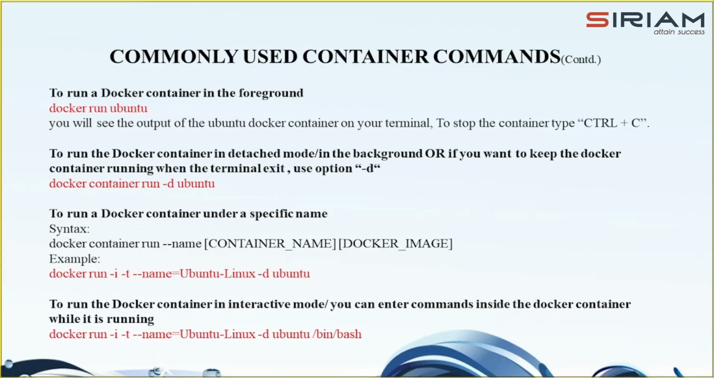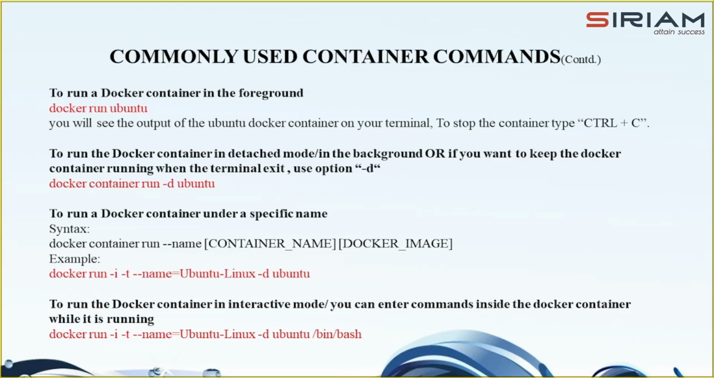So to run a Docker container in the foreground, normally Docker starts a container and displays its output in the terminal by default, right? By running docker run ubuntu, as specified in this example, you launch a Docker container based on the Ubuntu image and see its output directly in your terminal, right? This is called running a container in the foreground. And you can use the keyboard shortcut Ctrl+C to stop the container if you want, right?